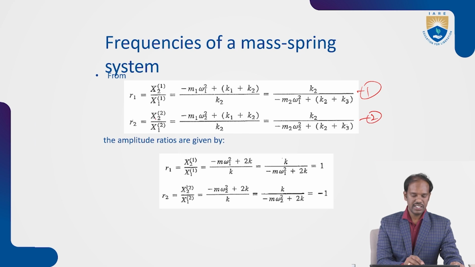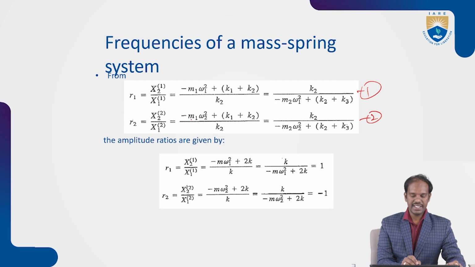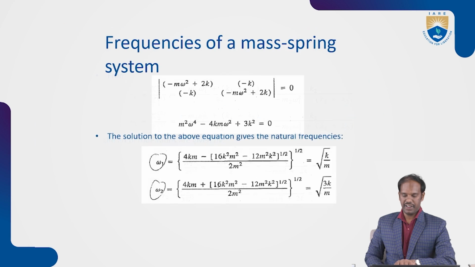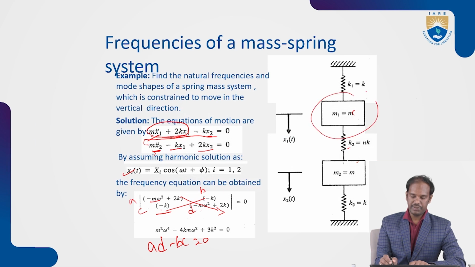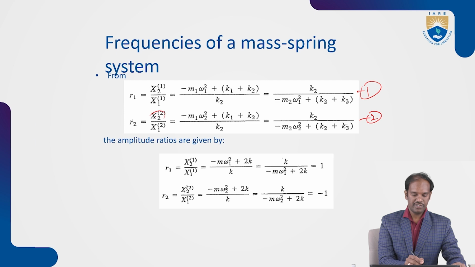The same thing we take for x2 by x1. So x2 equals m1 into omega 2 square plus k1 plus k2. Whatever connection is there, we have taken from this picture. Here omega is omega 2, k1 plus k2 we have taken, and here k2 plus k3 we have taken. We keep this as x2 by x1 square.